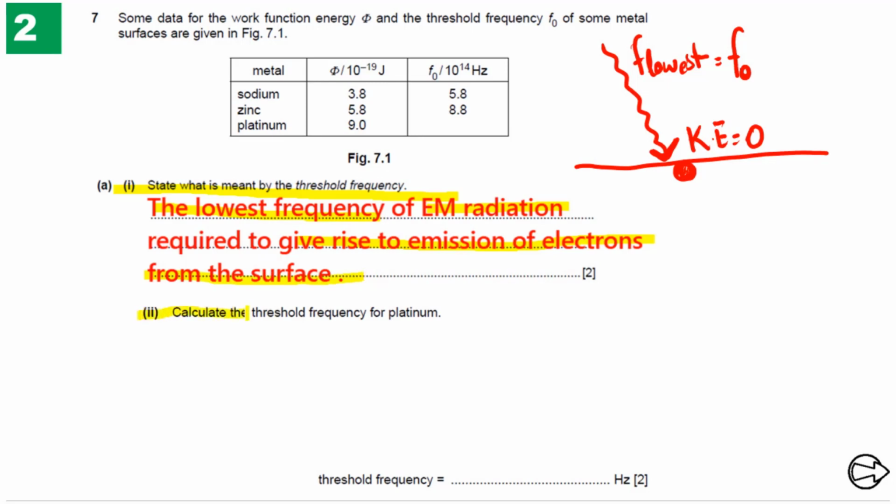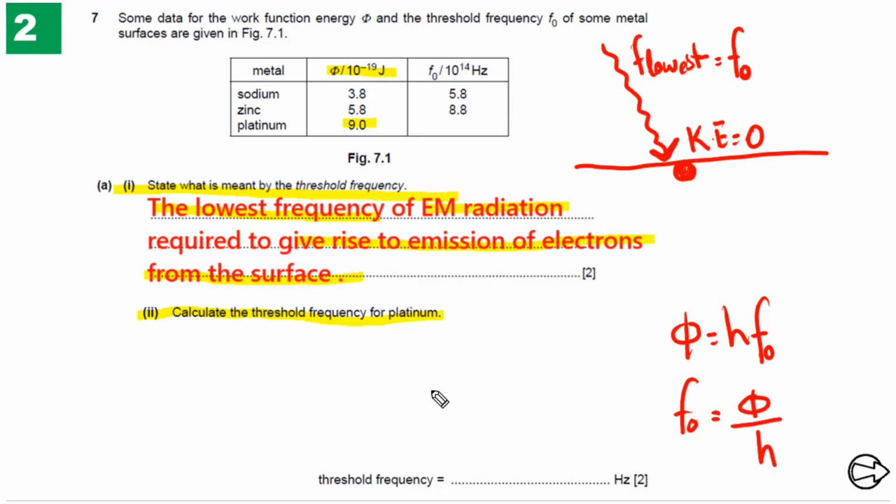The next part is asking us to calculate the threshold frequency for platinum, that is, for this metal. Its work function is given to us. So how can we calculate threshold frequency? The first thing we need to understand is that the work function of a metal is equal to the product of Planck's constant times threshold frequency. If we need to calculate threshold frequency and the work function is given to us, we can simply divide that by Planck's constant.